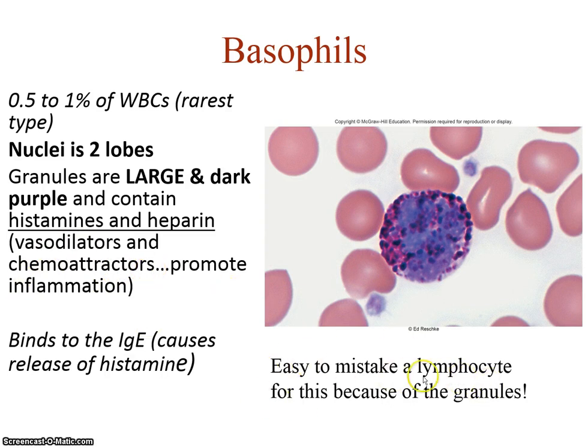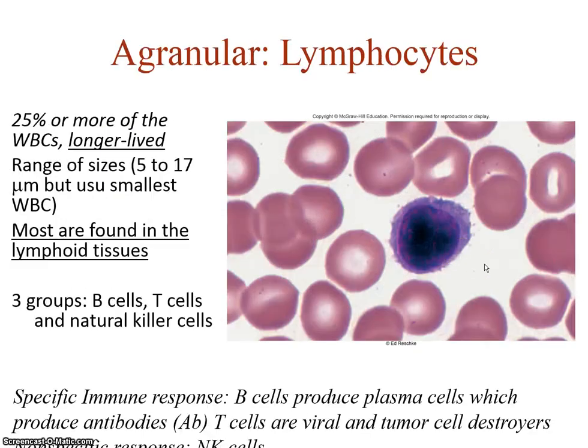These are the ones I say are easy to mistake for a lymphocyte, because lymphocytes have nice round, consistent nuclei, and you see a basophil and you think, oh, that's a nucleus, but no, it's the whole cell. So they are the rarest, and that's why I said you probably didn't see any with your microscope.